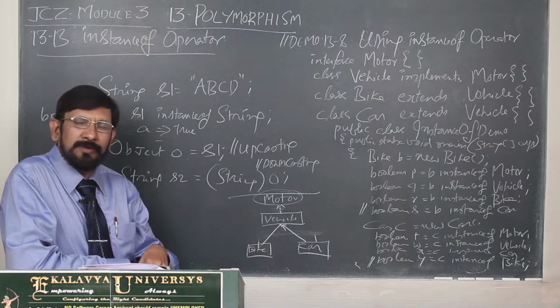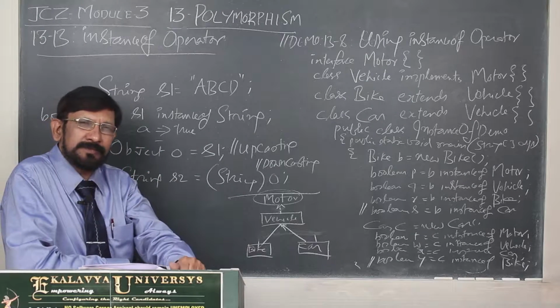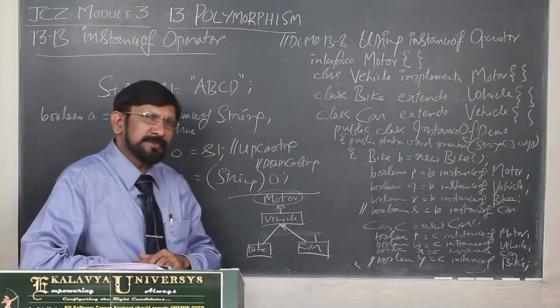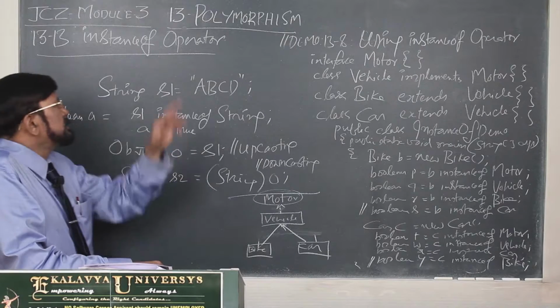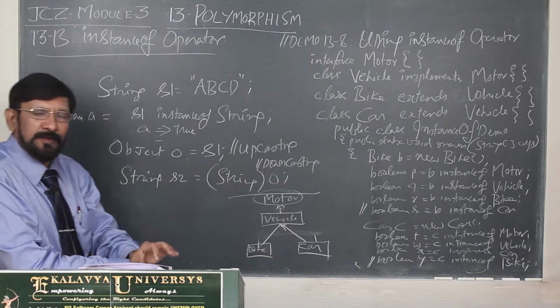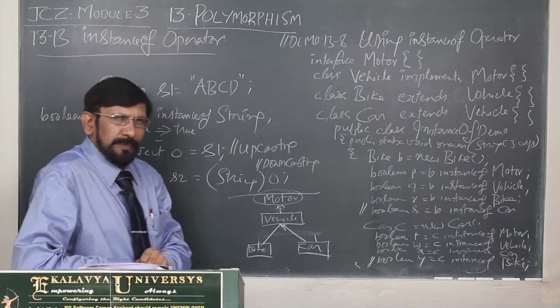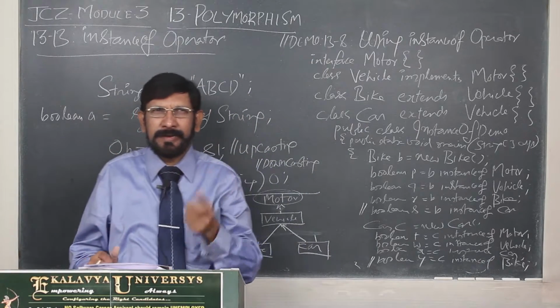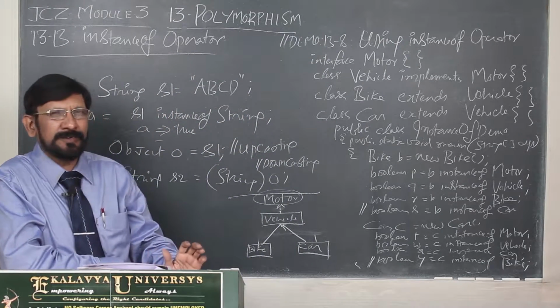Actually, for all the Java operators you can find symbols: a single symbol, twin symbols, three symbols, etc. But instanceof is a term of a single word. It looks like a method. Why did they make it an operator? First we have to understand.